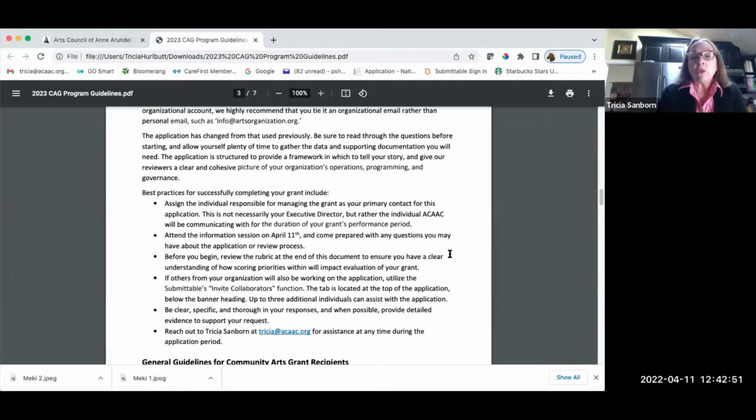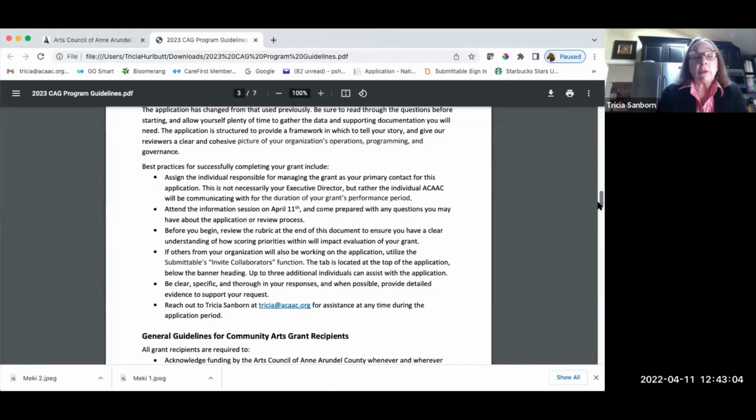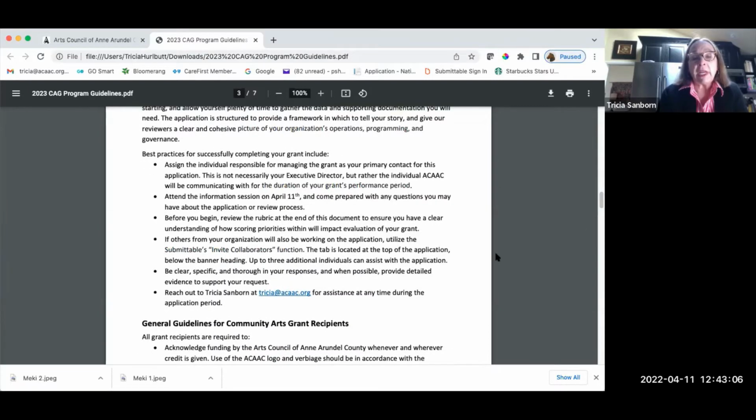I recommend that you review the rubric at the end, which we'll look at a little bit later, and really use that as a lens to focus your application. I'm going to show you the invite collaborators function, and I highly recommend again that you use that because it will make the application process much easier, especially for organizations that have more than one person supplying information for the application.